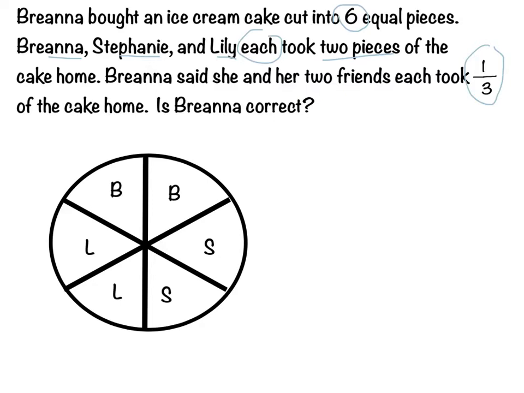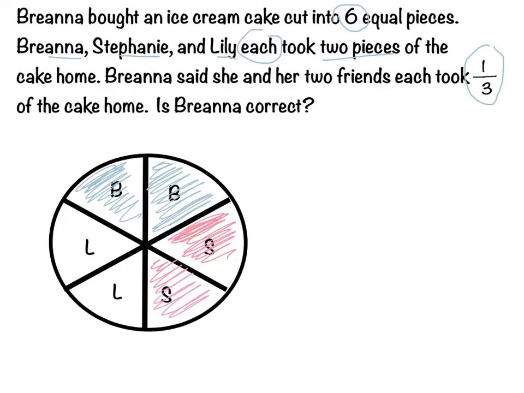Now I labeled each slice the first letter of each of the girls' names. I put 2 B's in for Brianna, so I'm going to shade these 2 B's the color blue for Brianna. This just symbolizes that those are her 2 pieces. I'm going to make Stephanie's pink, and then I'm going to shade in Lily's yellow.